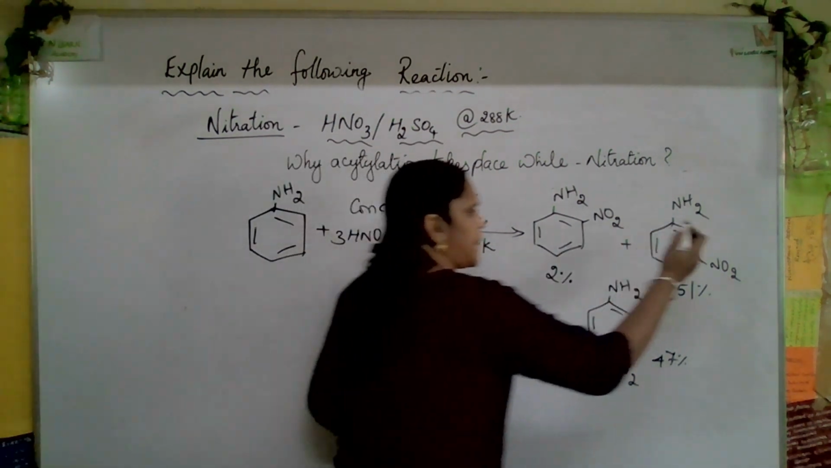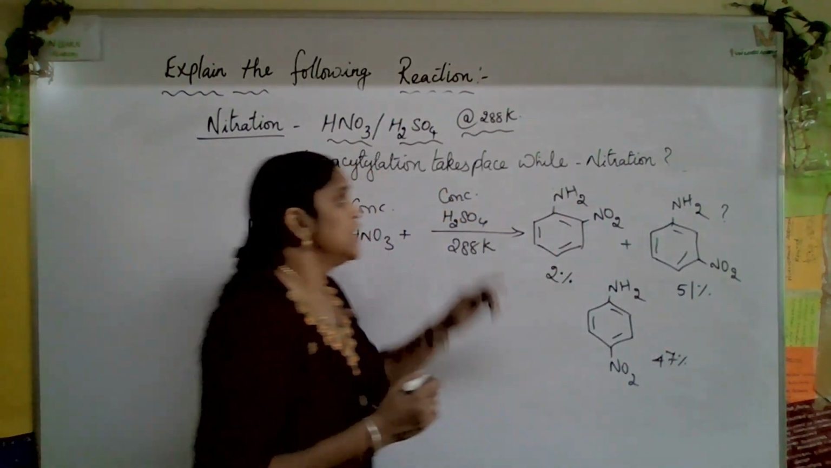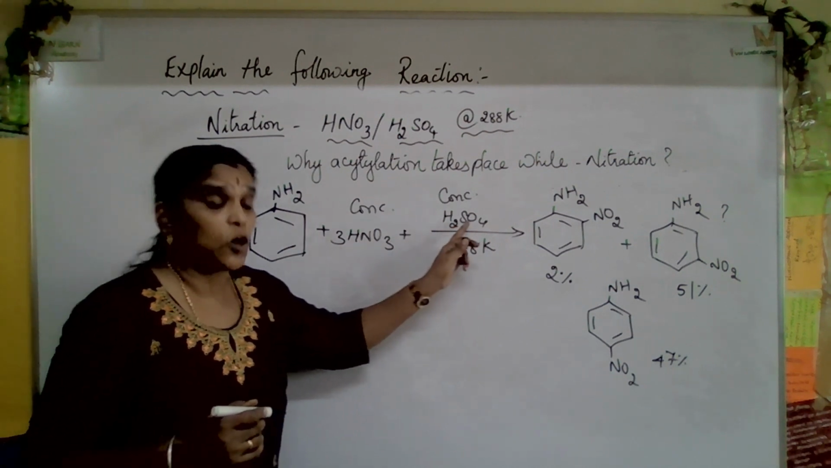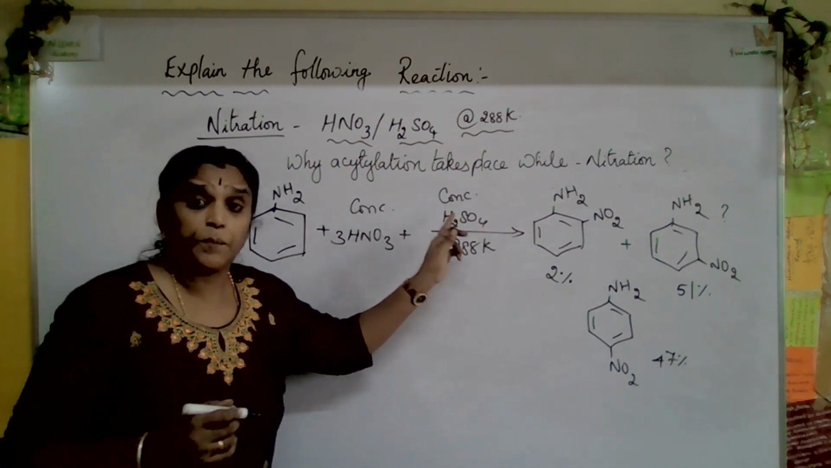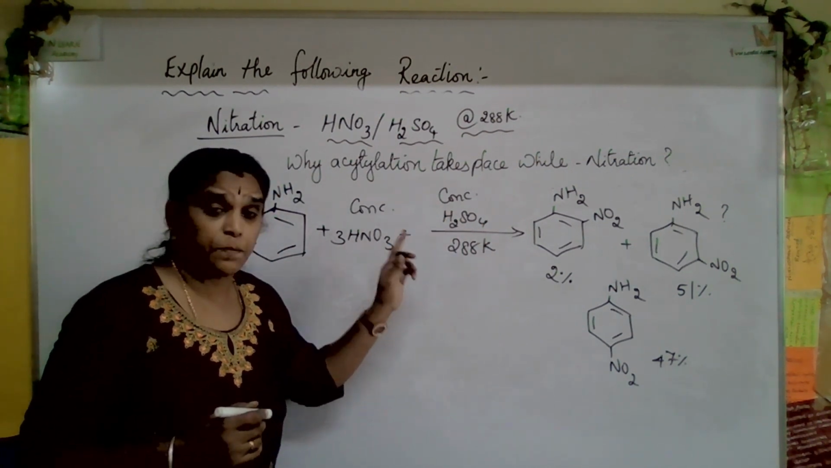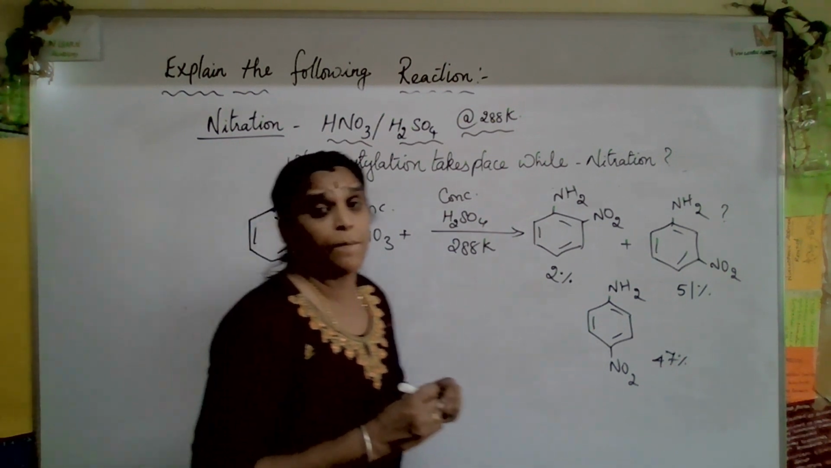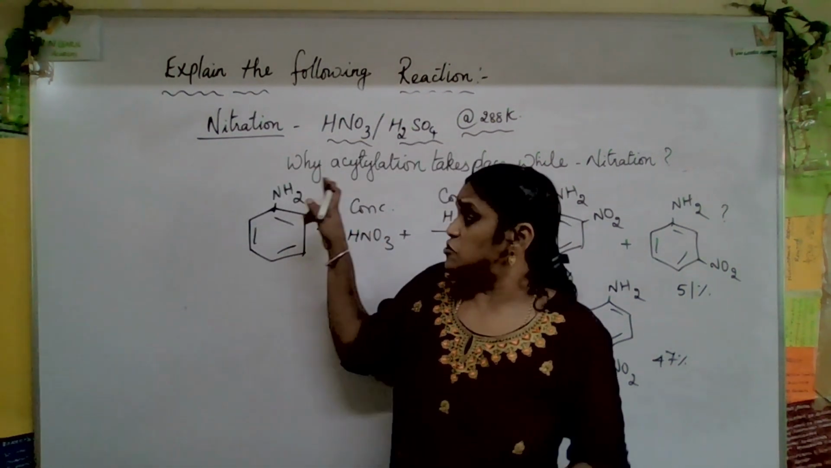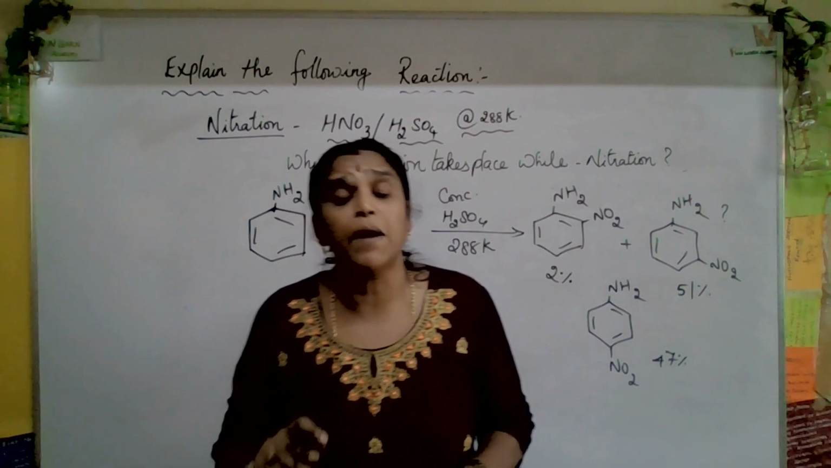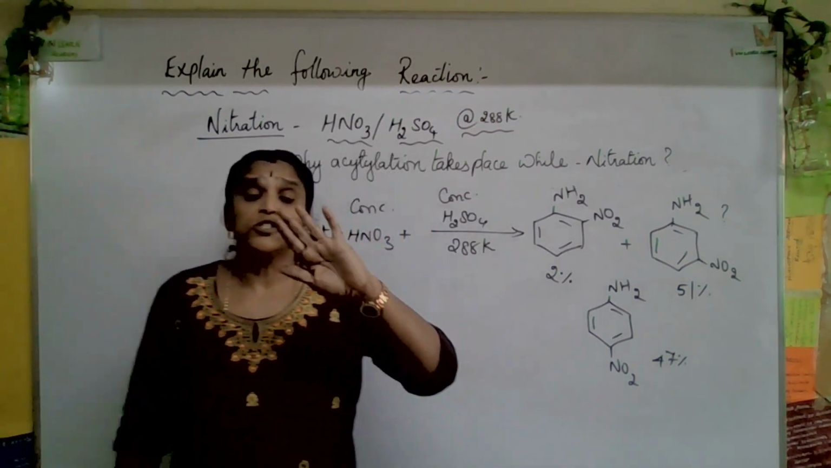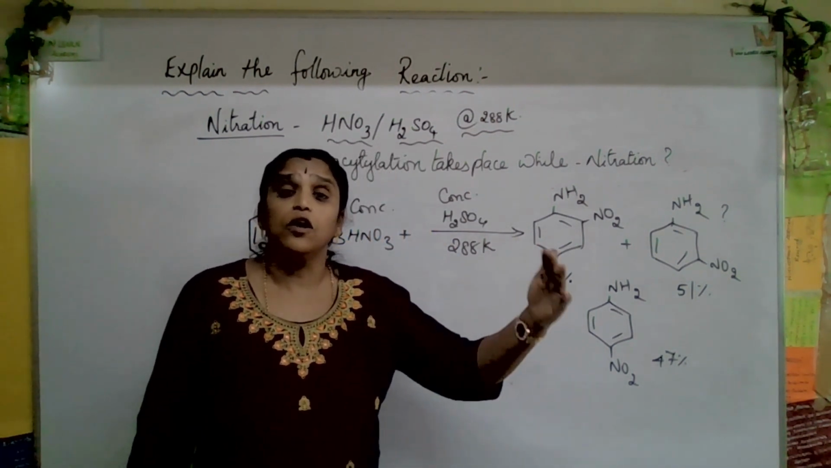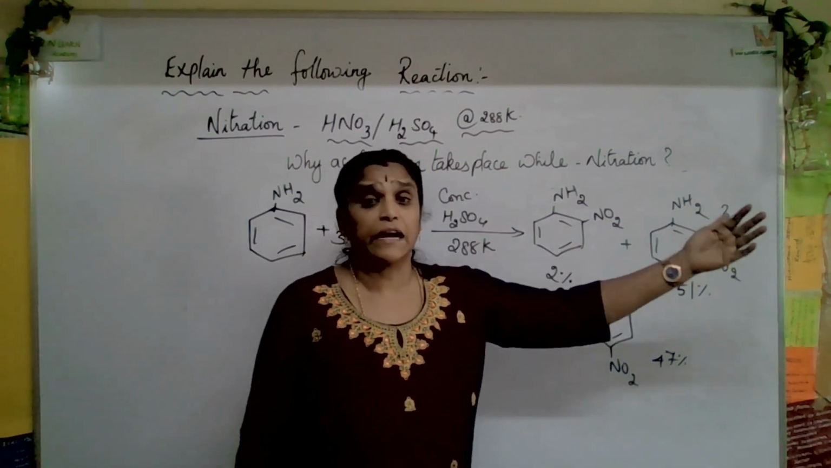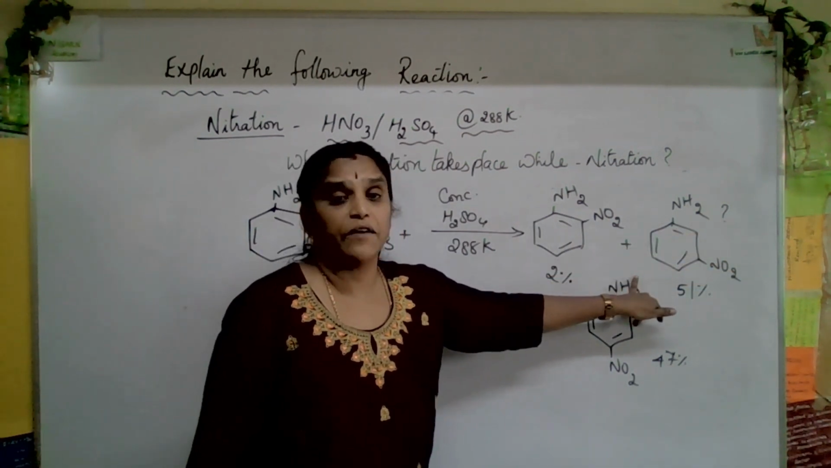How do we get the meta product? I just mentioned here: aniline combined with concentrated sulfuric acid, that H plus is there, no? So that is combined with aniline, so NH3 plus forms. Anilinium ion formation takes place, and the anilinium ion is always a meta directing group. So that is what you have got.